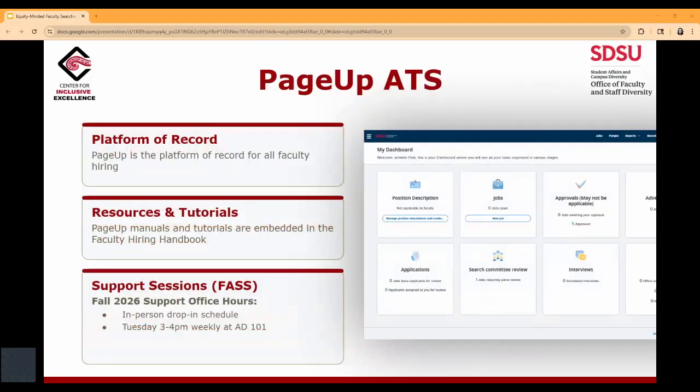PageUp is the system of record for faculty recruitment at SDSU. PageUp is also part of the CSU Common Systems Suite, and all the CSU campuses use PageUp for recruitment. Starting last year, all tenure and tenure track faculty hiring has been conducted on PageUp. The Faculty Hiring Handbook has a number of manuals, instructions, and tutorials embedded in the workflow for just-in-time support during the search. And Faculty Advancement has weekly in-person support sessions for additional PageUp user support.